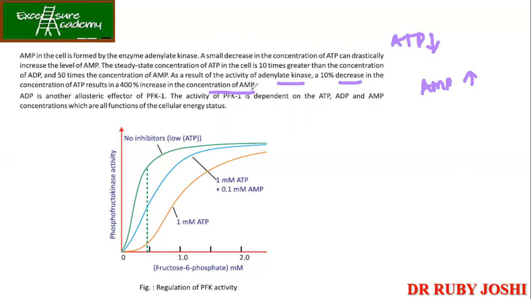So अभी हमें क्या मालूम है? That AMP, ADP ये सब आपके effector हैं of the PFK1. So PFK1 is dependent on the ATP, ADP, AMP concentrations, which are all the functions of the cellular energy status. See, ये क्यों energy status बताते हैं? ATP concentration high रहेगा, so it means your cell is having good amount of nutrition, so it is going to grow and divide.